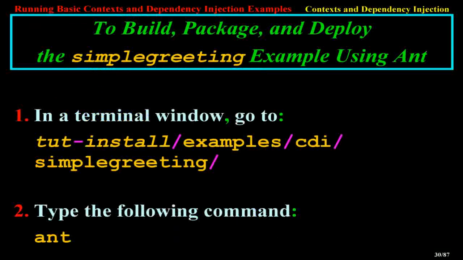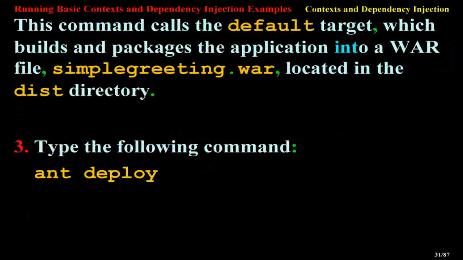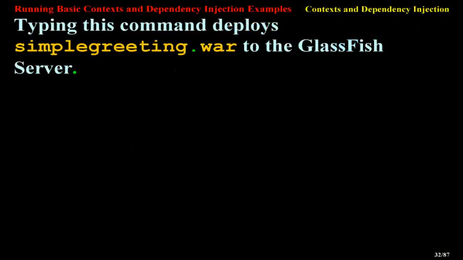Type the following command. This command calls the default target, which builds and packages the application into a WAR file, simplegreeting.war, located in this directory. Type the following command, and deploy. Typing this command deploys simplegreeting.war to the GlassFish server.